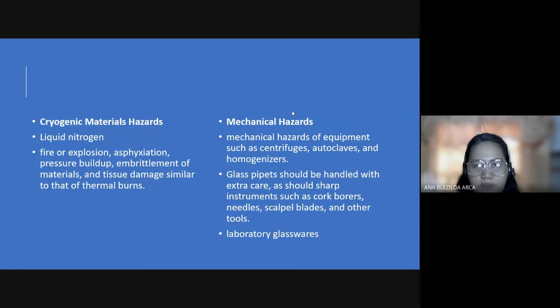So, kapag na-expose ka dyan for a long period of time, since, syempre, freezing agent yan, kapag in contact with your skin, pwede ka magkaroon ng burn sa skin, di ba? Kasi class, kapag na-freeze yung balat mo, para ka na ring nasunog diyan eh. Ganun yung kanyang effect. So burns din ang magiging effect niyan. Besides that, it can actually cause an explosion, asphyxiation, pressure build-up, embrittlement of materials, and tissue damage similar to that of thermal burns.